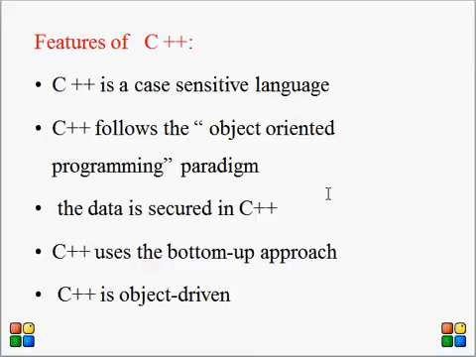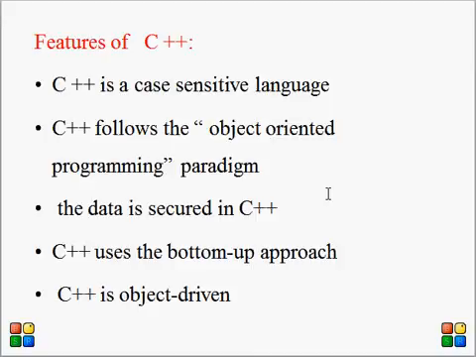The data is secured in C++. Here we are using objects, so we provide better security, and we use OOP principles like data abstraction. What is data abstraction? We will see later. Here data is more secure compared to the C language. C++ is a bottom-up approach. In part 2 of my video I will explain what the bottom-up approach is. First we define one class, and under that class we define the main function. From main we call that class. That is the bottom-up approach.